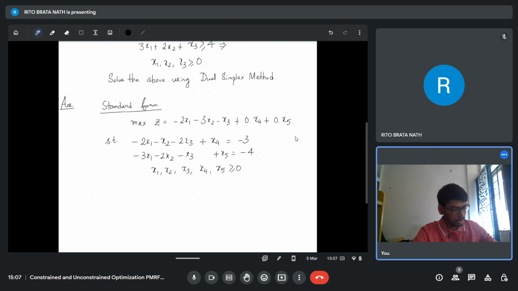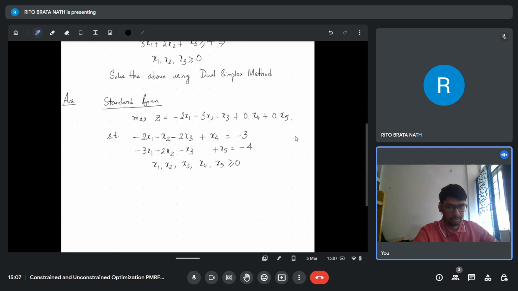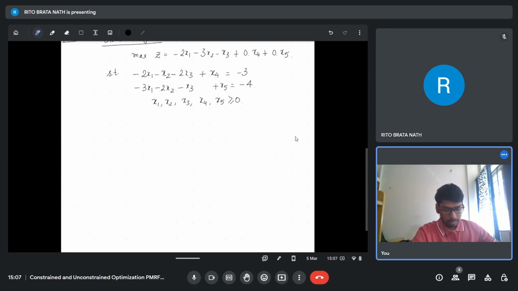And then your initial basic feasible solution in this case. You don't satisfy the feasibility, but that's your starting point. So you can pick x4 equals minus 3 and x5 equals minus 4, and keep the rest of the variables as 0. And you can still satisfy the optimality criteria. So let me write down the simplex table, which here you can call the dual simplex table.